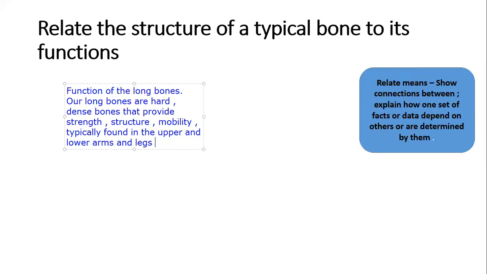So now let's look at this. Chevy, read that for me, please. Function of the long bones. Long bones are hard, dense bones that provide strength, structure, mobility, typically found in the upper and lower arms and legs. All right.